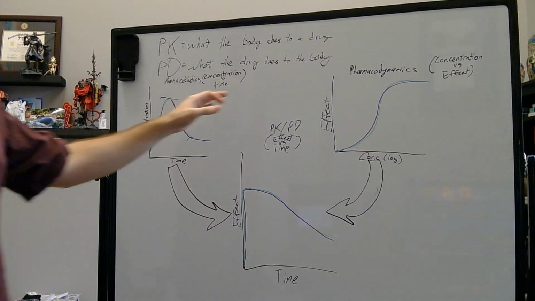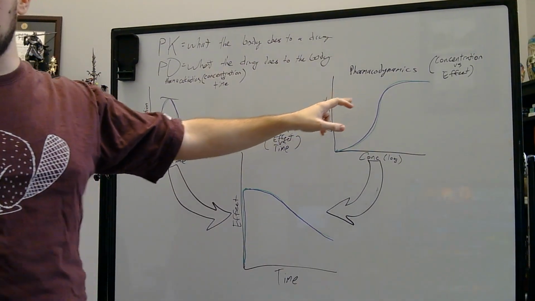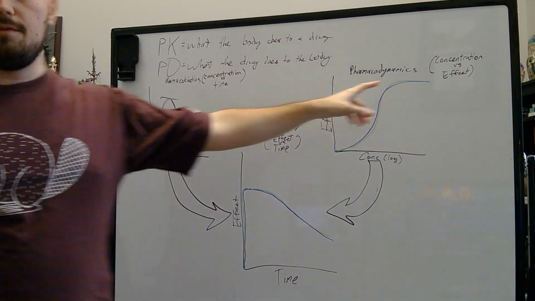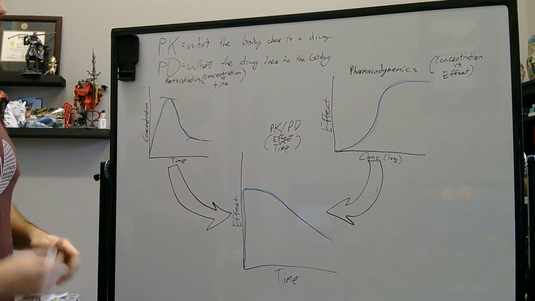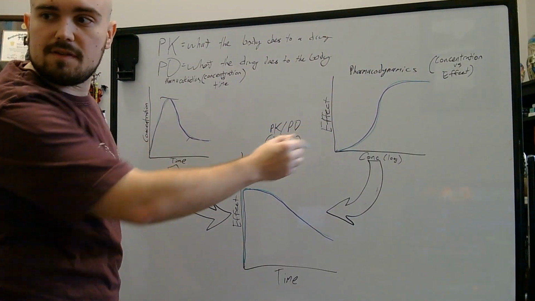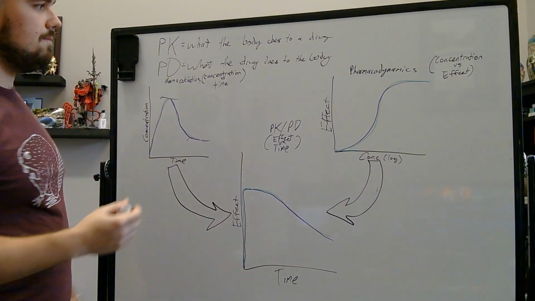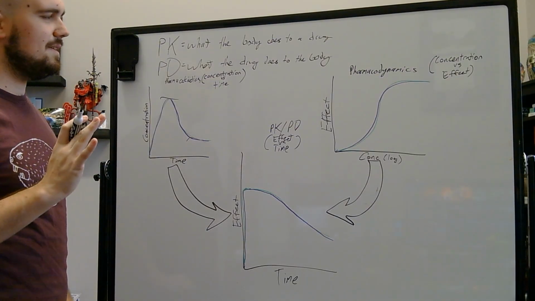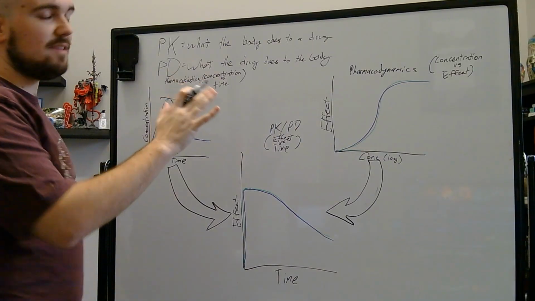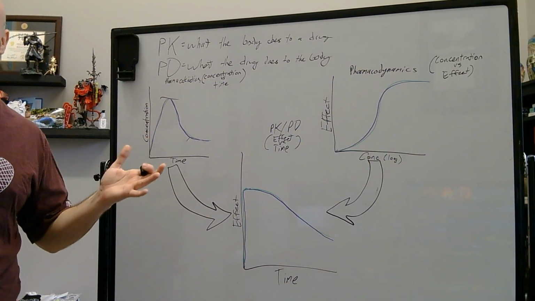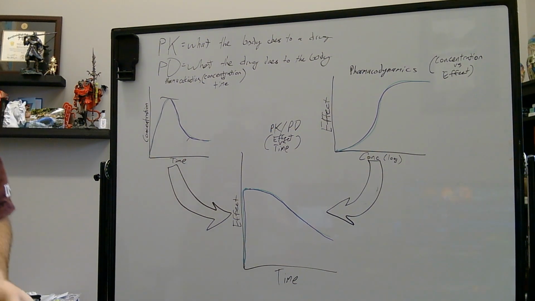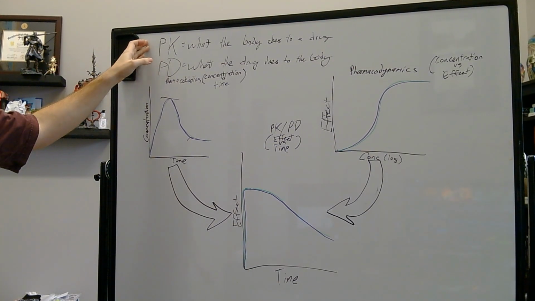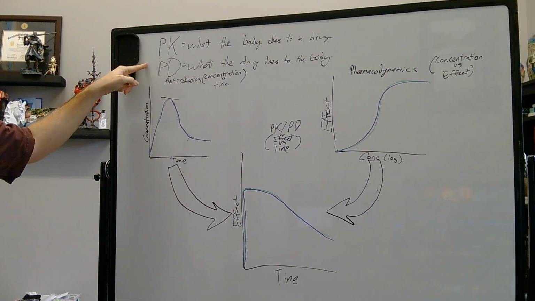So pharmacodynamics is going to be concentration versus effect. And they have these logarithmic graphs. I believe it's always in log. I see a lot of log graphs of pharmacodynamics. That's all I'll say about it. So again, concentration versus effect. Pharmacokinetics will give you concentration. Pharmacodynamics will tell you what that concentration actually means biologically.